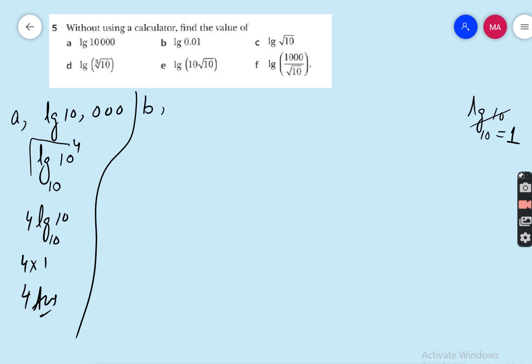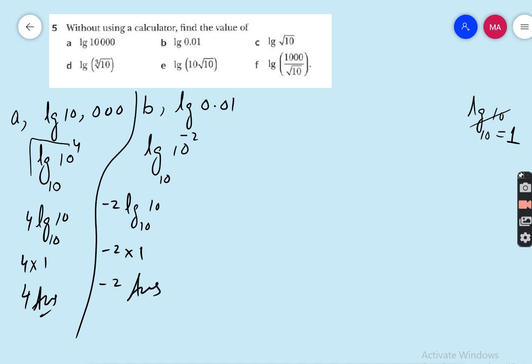Part B, log 0.01. Log 0.01 can be written as 10 to the power minus 2, and the base is 10. So minus 2 log 10 10. Log 10 10 is 1, minus 2 ones are minus 2, and this is the answer.